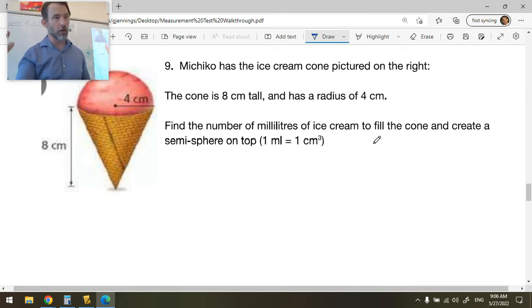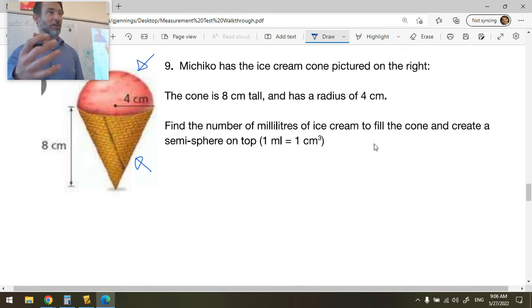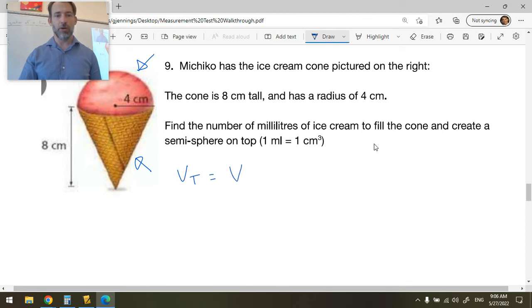We would use volume. So we want an answer that's giving us the volume of this cone and the volume of this half sphere, a hemisphere or a semisphere. So we would say the volume of the total is equal to the volume of the semisphere plus the volume of the cone. Okay? And that will add together these two parts. And then we write out our formulas. Write out your formulas at this point.